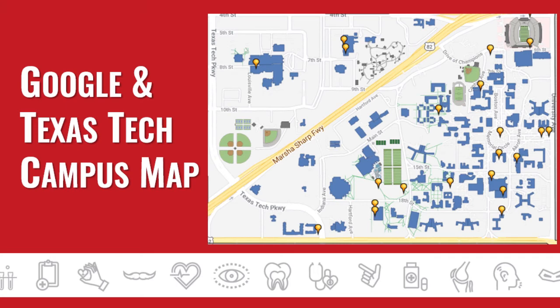Google Maps, which we'll link below, can show you the walking times between buildings if you aren't sure how far that walk will be. We'll also link the TTU campus map so that you can see how all of the different buildings around campus are laid out.